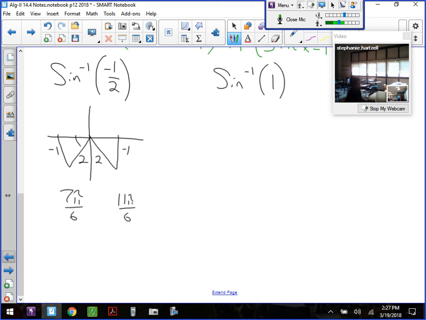I think this was one of those problems that it was not on an interval, was it? Oh, it is an interval. Okay. The list. And where do you get a sine value of 1? Where's your y value 1? Pi over 2.